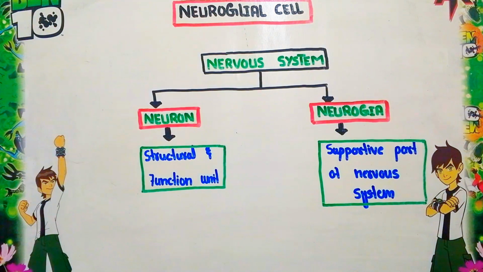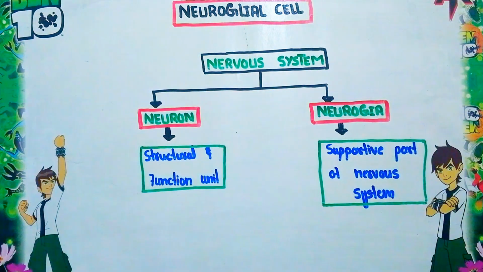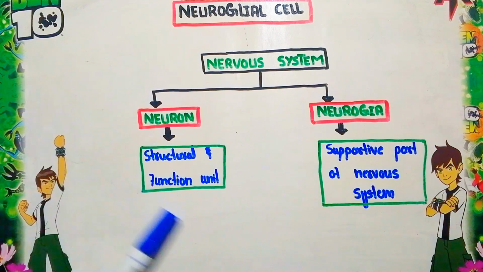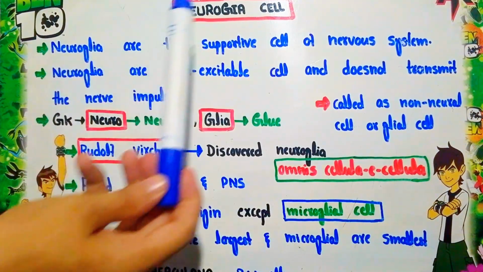While the nervous system also contains some other parts, this part, which mainly supports the nervous system, is called neuroglia. In this video lecture we will mainly focus on neuroglia, while the neuron we have discussed in the previous video lectures. Now let us learn about the neuroglial cells.